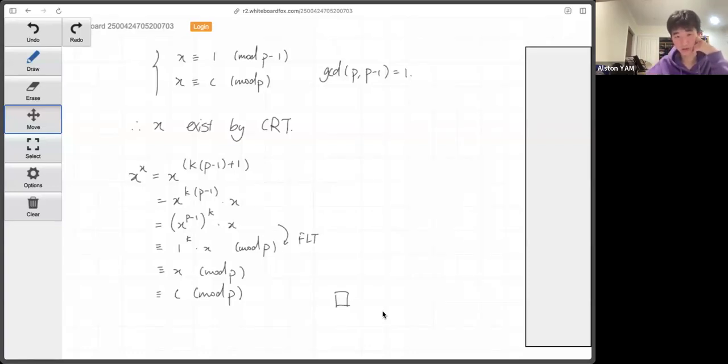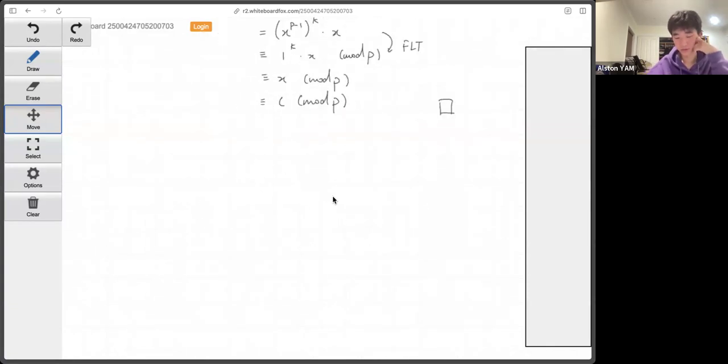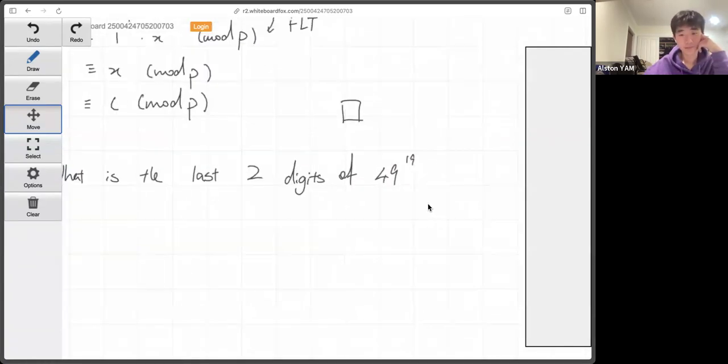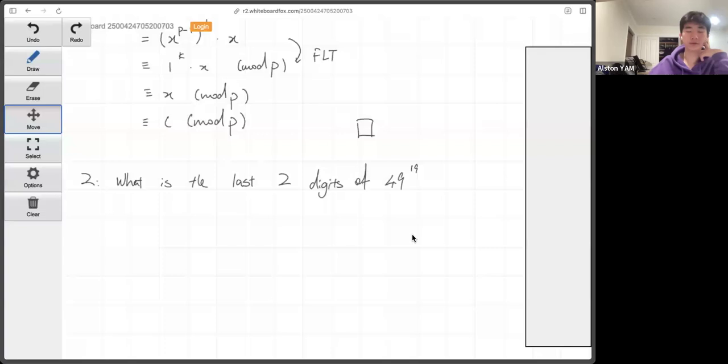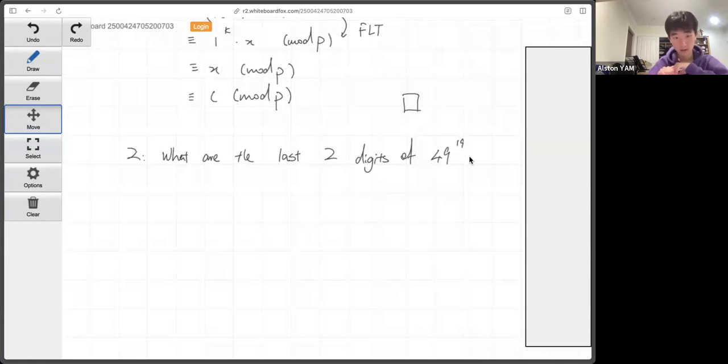Another problem I want to try is this one. If you go down here, problem 2. This might be really cool. So we want to find what are the last 2 digits of 49 to the power of 19. That's just some really big number. You can do this for any number really. So what are the last 2 digits of 49 to the 19?